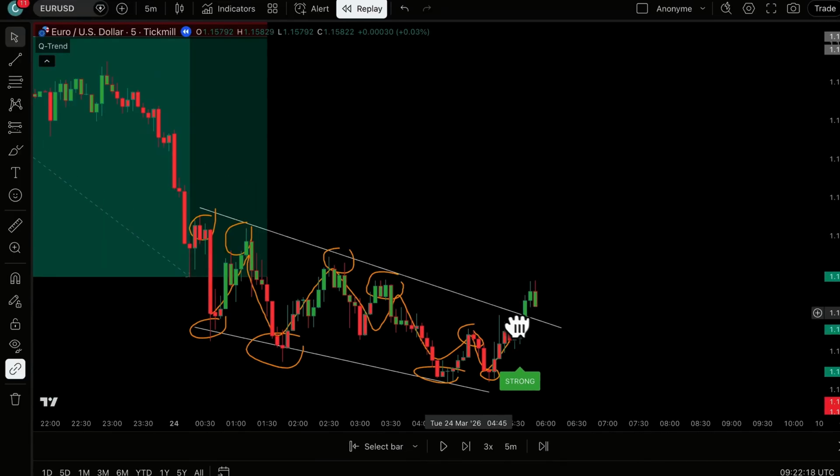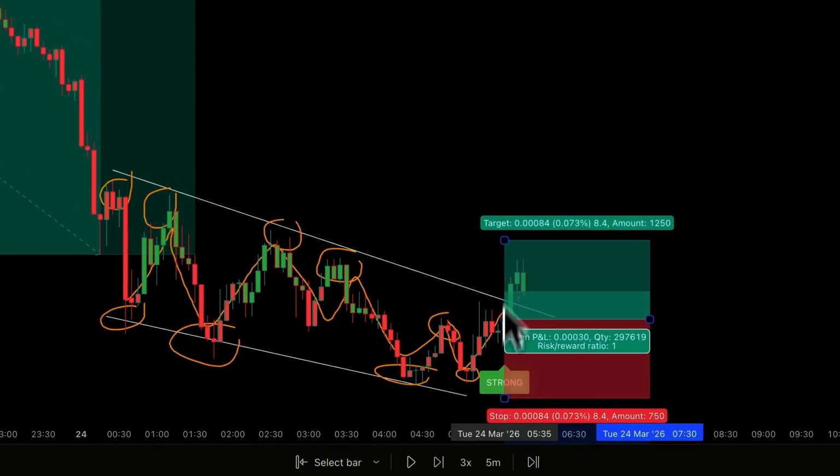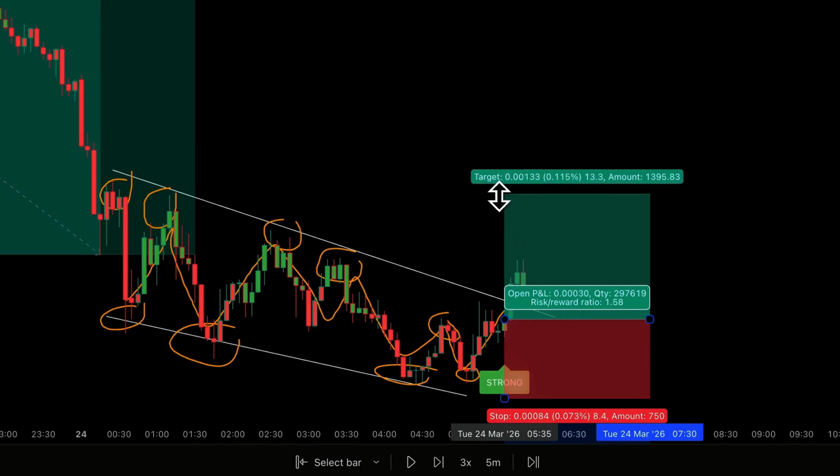We wait for it to close, and then we can enter a long position. Stop loss here, and we're looking for a risk reward of 1.7.